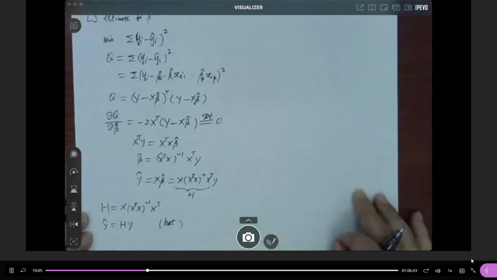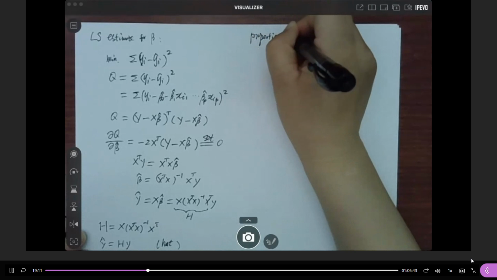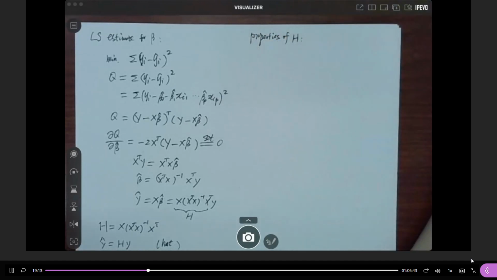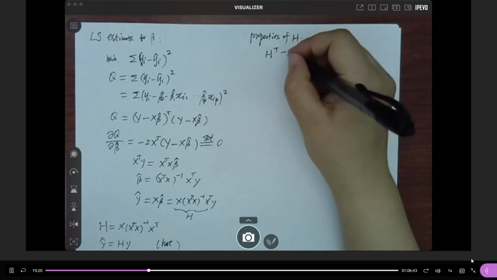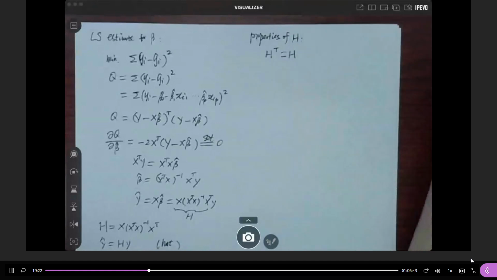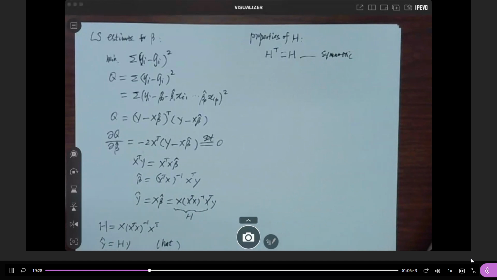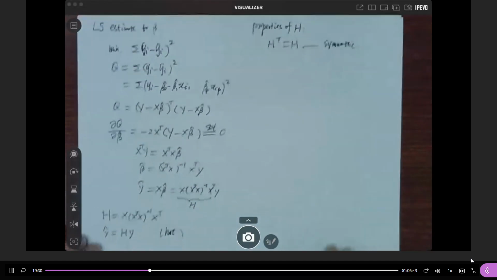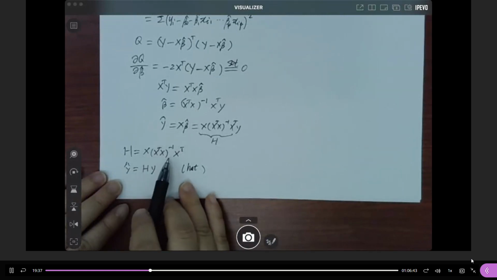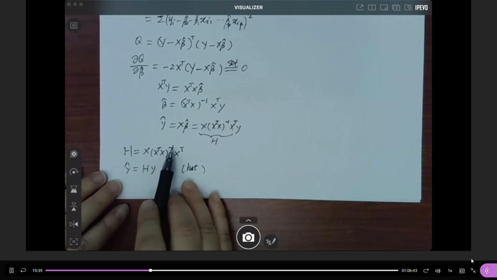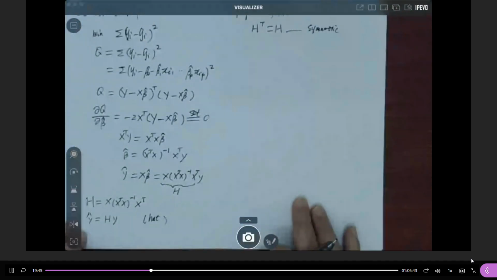There's a lot of interest to start with matrix H. Properties of matrix H. So first of all, H is symmetric, so H transpose equal to H. How can you tell from here? If you do transpose, it ends up with X. Then transpose the inverse, you basically get X transpose X inverse, then X transpose. That's exactly H. So H is symmetric. This is easy to prove.